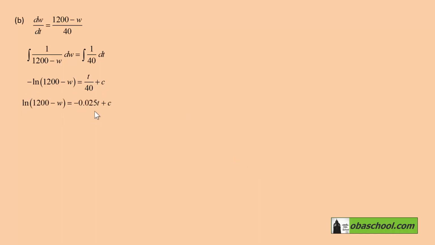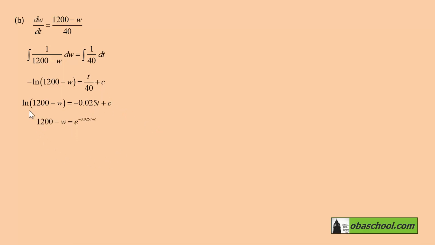It's a separable equation, so we could separate it like this and leave the 40 on this side. Remember to use the reverse chain rule here. You've got a negative W, so it'll end up being negative log of 1200 minus W is T over 40 plus a constant. So just multiply through by negative 1, and I've written 1 over 40 as 0.025 as well. I didn't change the sign on the C because the C is an arbitrary constant.